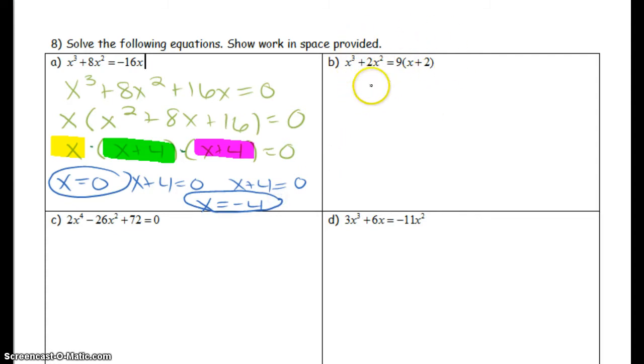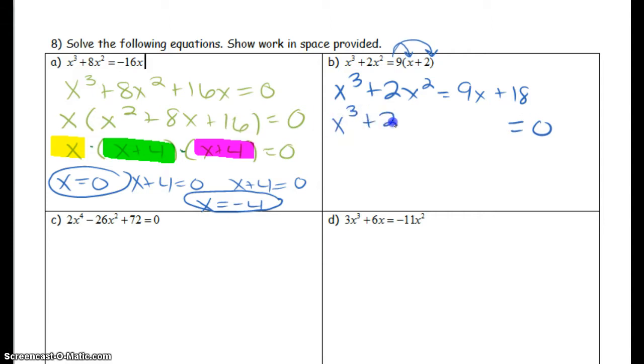In B, I have to do a little distribution before I can get started with factoring. So I have x cubed plus 2x squared is equal to 9x plus 18. So I was distributing the 9 to both terms. Now I'm going to gather all my terms on the left side and get this equal to 0. So I'm going to subtract the 9x and subtract the 18. So I have x cubed plus 2x squared minus 9x minus 18.